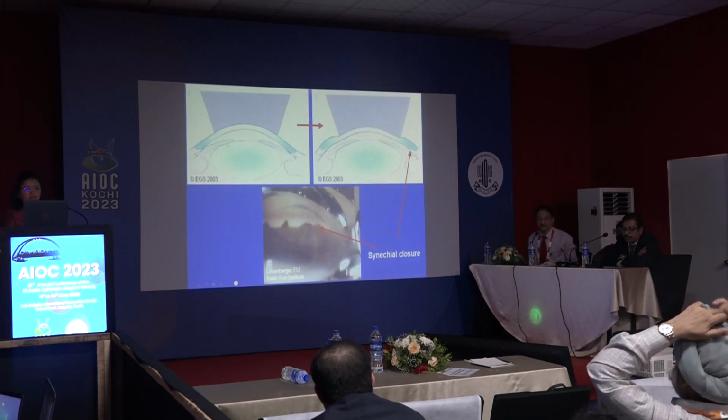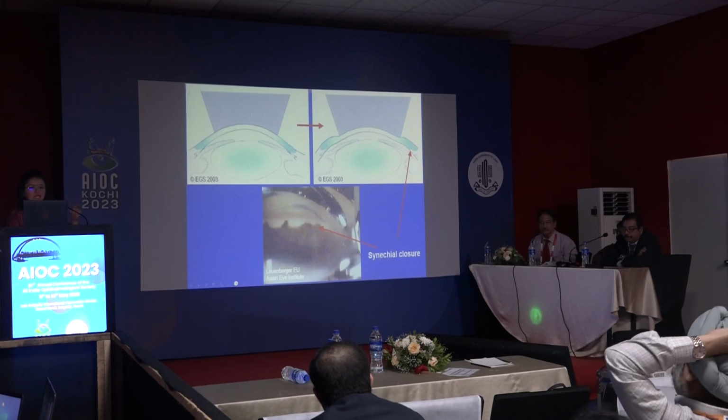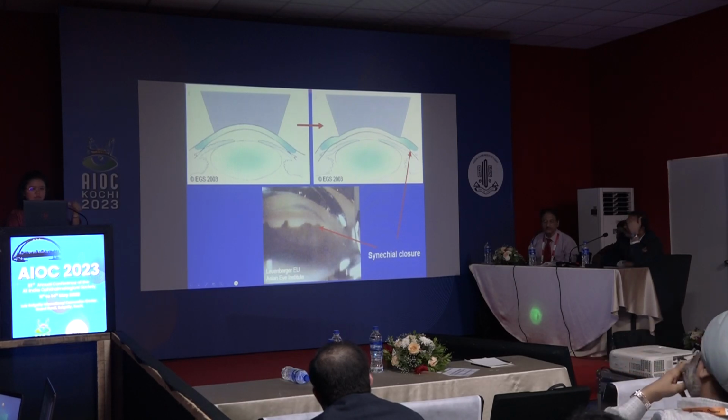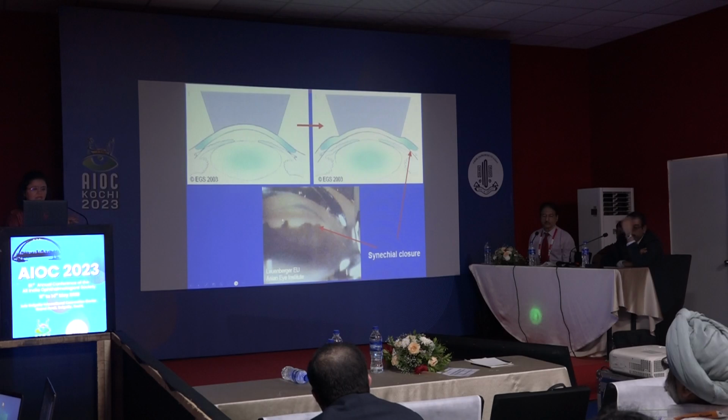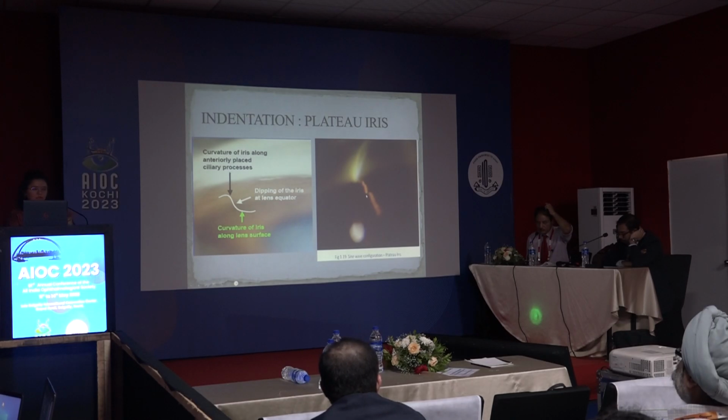So this is how the gonio lens is put, and you have to gently press it, and you can see that once the angle opens, you can see these broad-based peripheral anterior synechiae, suggesting that this is a synechial closure. Also, it is helpful to diagnose these plateau iris cases where you can see the sine wave pattern.